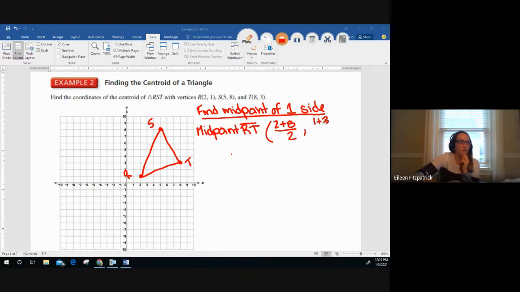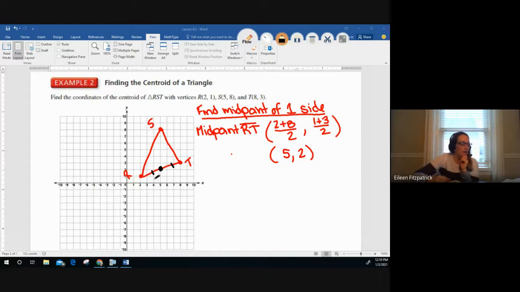All right, so that's 10 divided by 2 is 5. And then that's 4 divided by 2, which is 2. So the midpoint of RT is located at 5, 2. That's the midpoint.